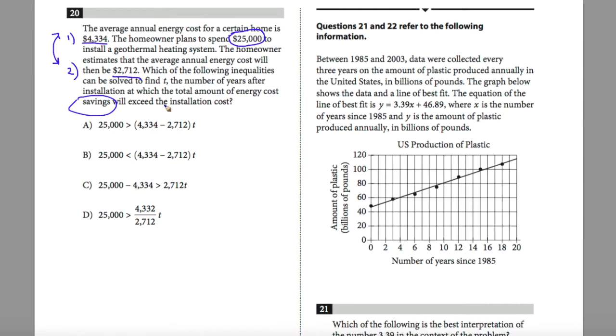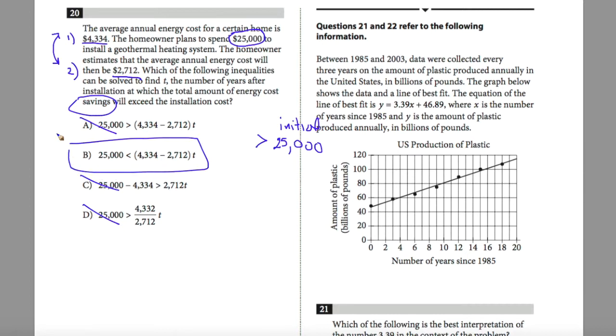Well, my first major hint is that I want my savings to exceed my installation cost. So for my $25,000, this is my initial cost, and for the initial installation cost, I want my savings to exceed this. So this needs to be less than something. And anytime you see it on the greater than side, it will not work, right? So C is not going to work, D is not going to work, and A is not going to work. So really we're down to B, and B will be your best answer, but let's continue to solve, given this is more of the detailed explanation.